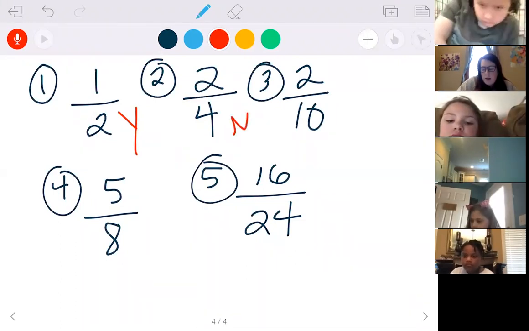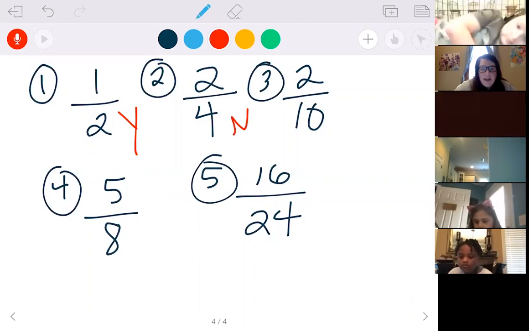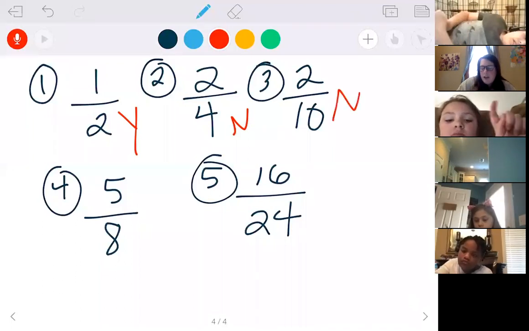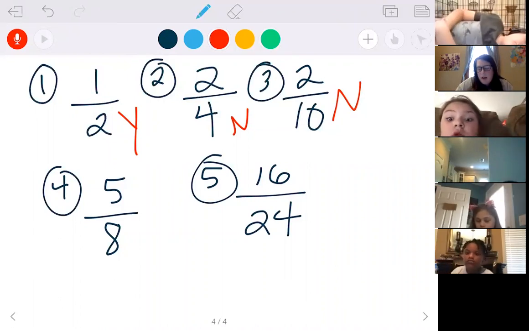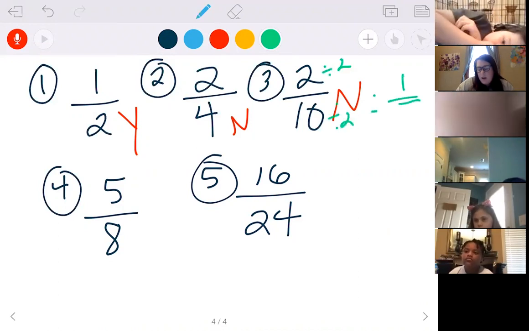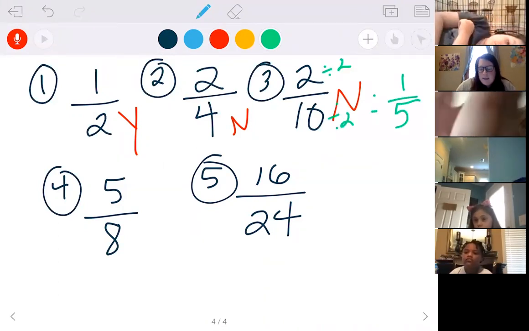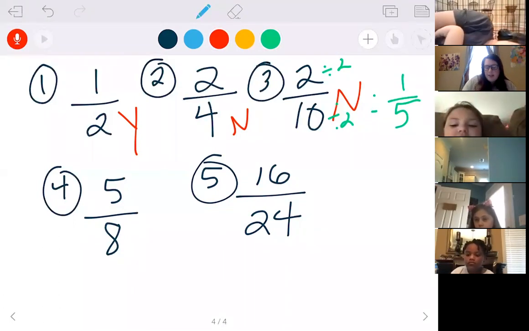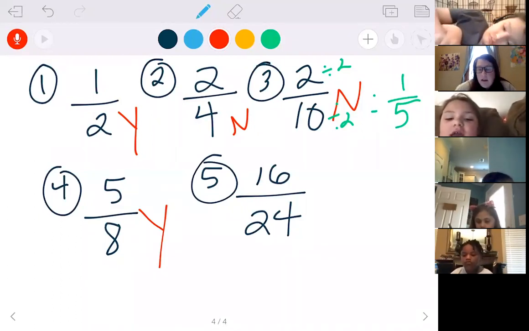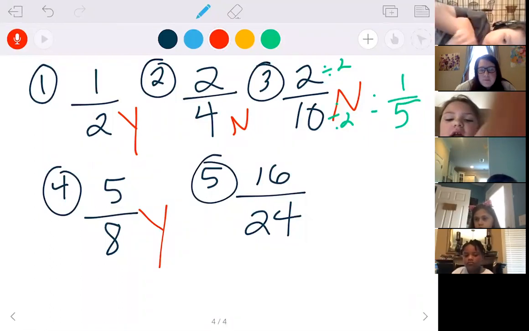2/4, no, because I can divide that further and make it 1/2, so it's not in simplest form. 2/10, no. I can divide 2 and 10 by 2 and make it 1/5, so I'm going to do that in green. I can divide this by 2, this by 2, and get 1/5, so it's not in simplest form. 5/8, yes. I can't divide 5 and 8 by the same number. I can divide 5 by 5, and that's it. Can't divide 8 by 5.